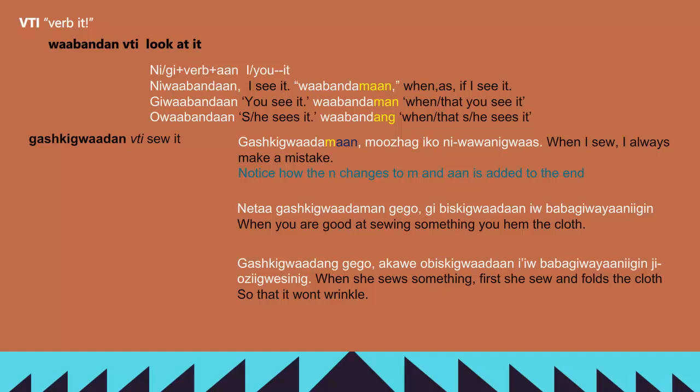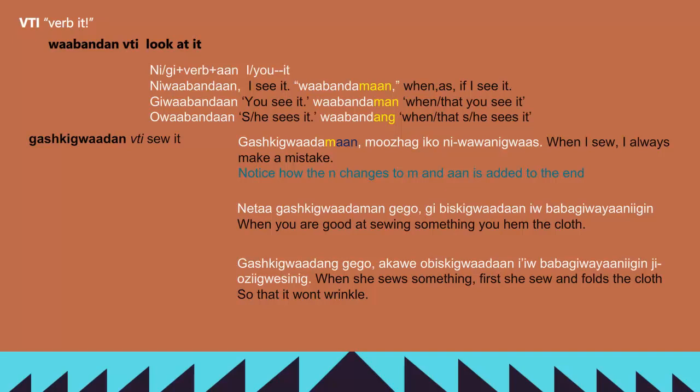Now we're talking about VTIs. A VTI means verb it, like wabandun means look at it. Remember how we talked about A form? You add the prefix. So if you want to say I see it, you'd say newabandan. Or if you want to say you see it, gewabandan. And then if you want to say she sees it, owabandan.